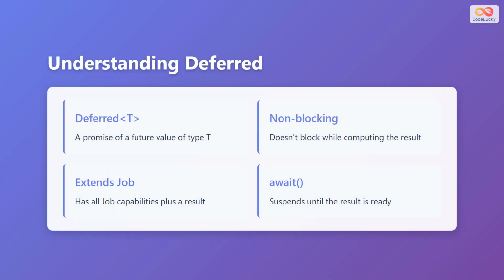Let's break down what deferred actually is. Deferred, with a generic type T, represents a promise of a future value of that type. It's non-blocking, meaning your program doesn't freeze while the computation is happening. Deferred extends Job, so it has all the capabilities of a Job, like cancellation, plus it carries a result. The most important function you'll use with deferred is await. The await function suspends the coroutine until the result is ready, then returns that result to you. This suspension is non-blocking, allowing other coroutines to continue their work.